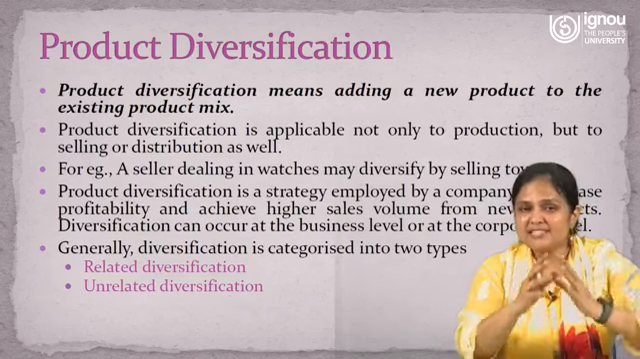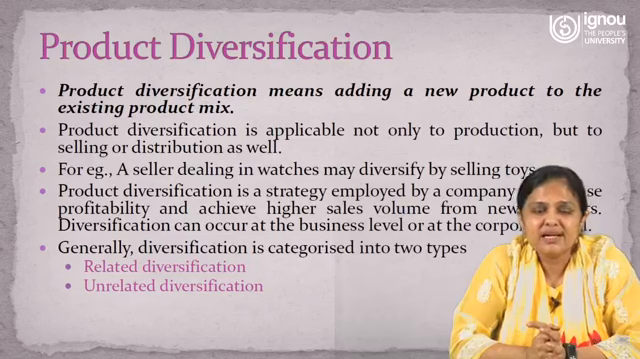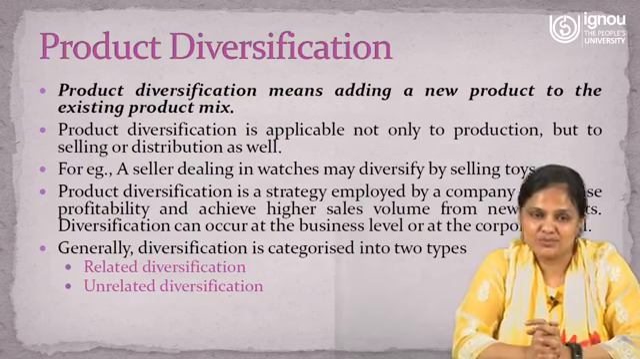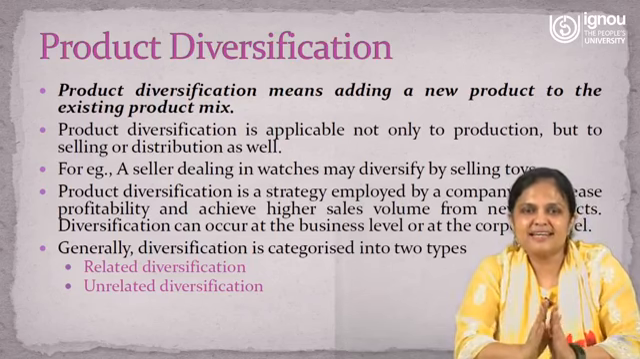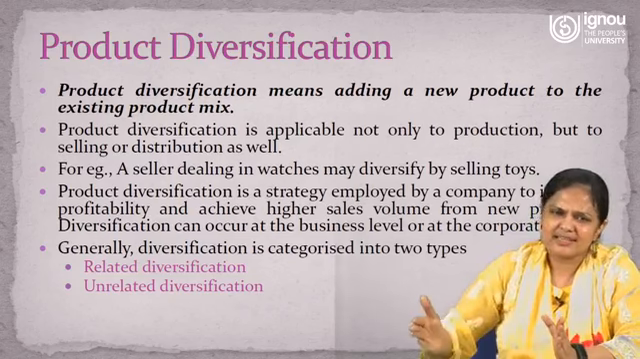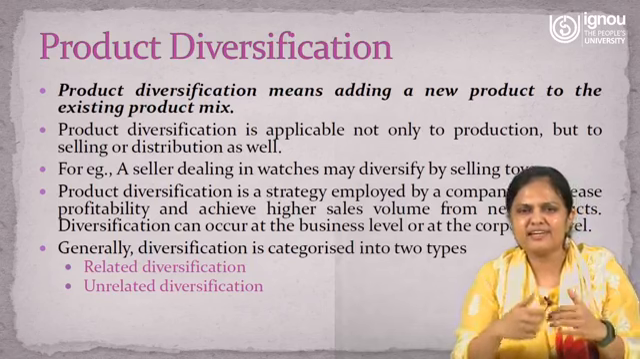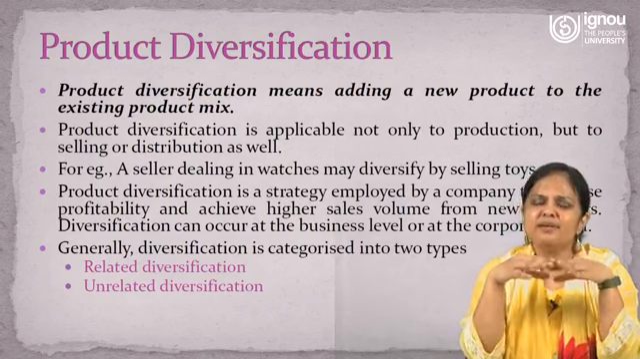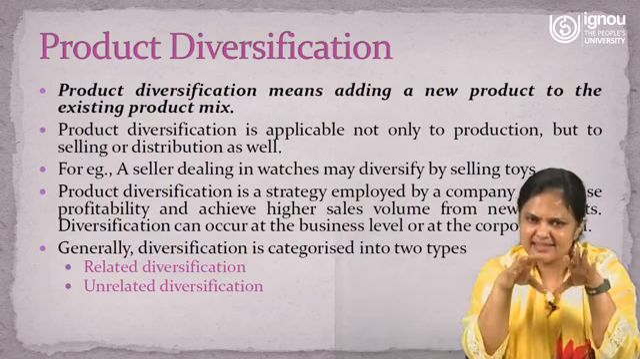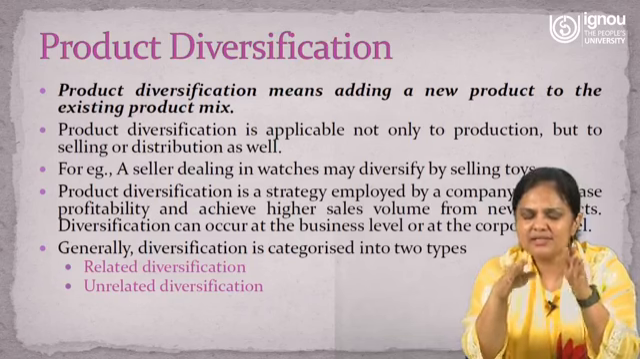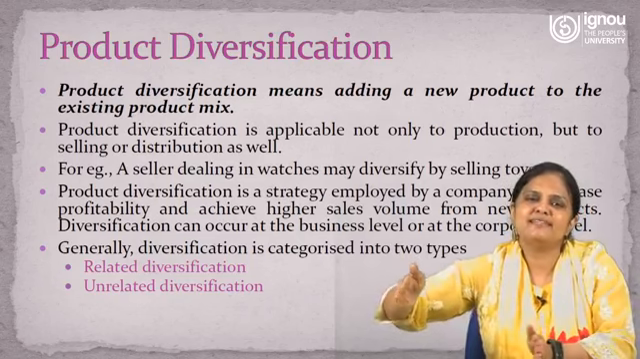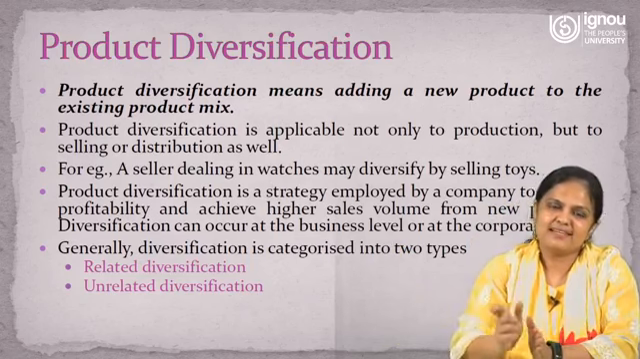Diversification is applicable not only to production but to selling or distribution as well. For example, a seller dealing in watches may diversify by selling toys. It is not producing or manufacturing, it is just buying from somewhere and selling. So very earlier this seller decided to deal with watches. Now, the seller may want to diversify by selling toys as well. So, this is called diversification.